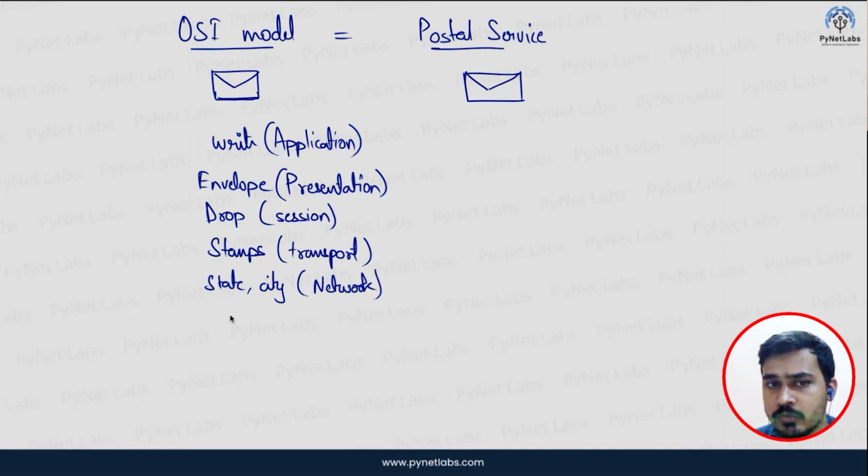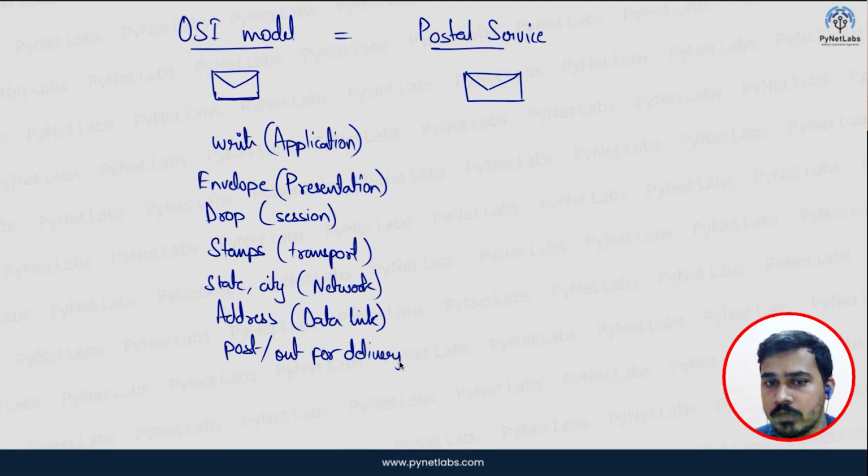If you are sending it to someone, you add the proper address onto your letter. This is a resemblance of the data link layer. Then when you finally post it, the letter is out for delivery. In delivery, it follows different paths, so we can compare it with the physical layer. That's how you can relate the OSI model to an actual postal service, and I believe this might be helpful for memorizing the OSI model.